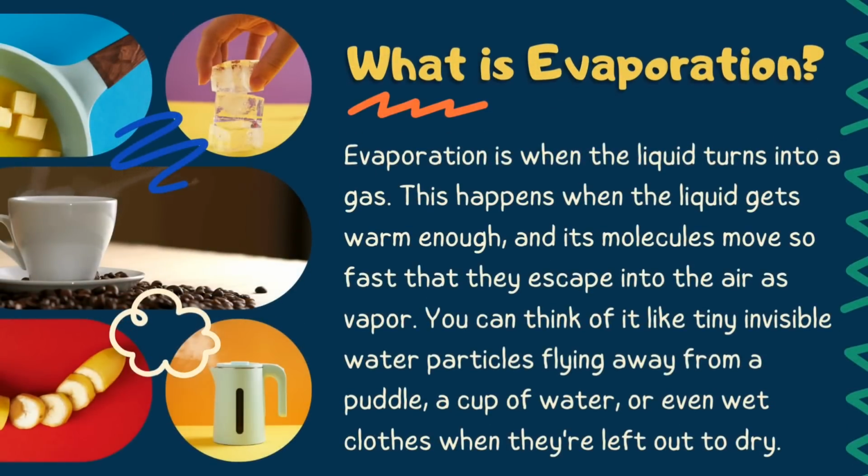Now, let's have evaporation. So, what is evaporation? Evaporation is when the liquid turns into gas, no? So, earlier, with melting, we have solid to liquid. Now, we have here evaporation, wherein liquid turns into gas. This happens when the liquid gets warm enough. So, again, we apply heat. And its molecules move so fast that they escape into the air as vapor.